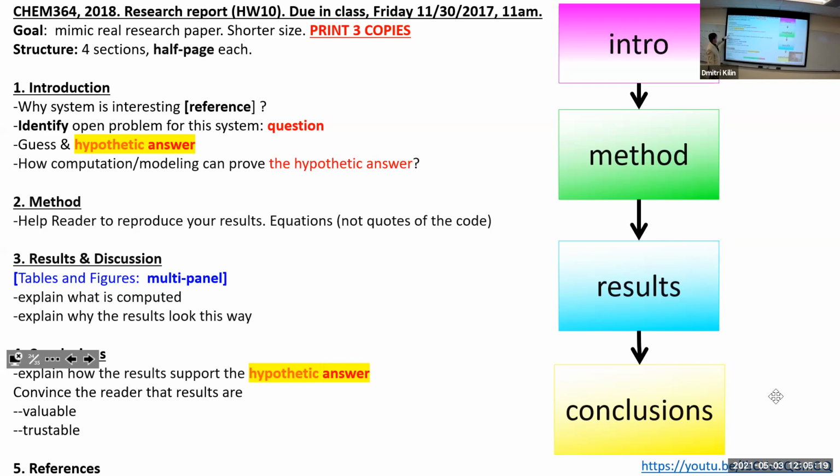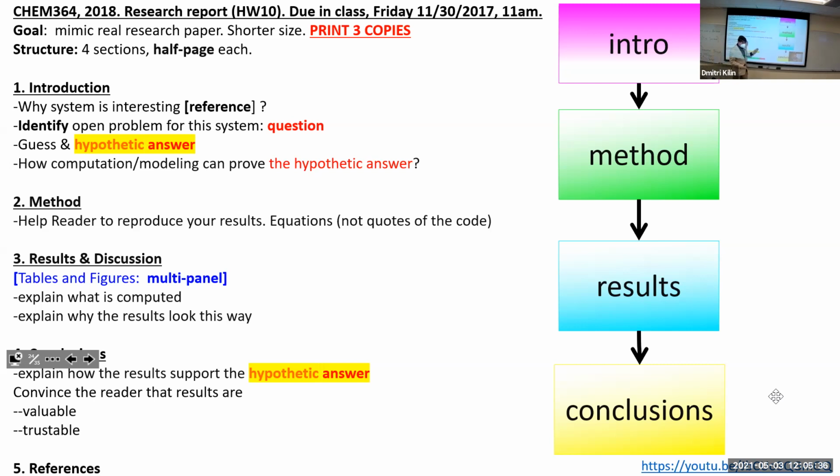And then you can declare that you hope and believe that this computational modeling can prove this hypothetical answer. But let's check, yes or no. So the next section is methods.